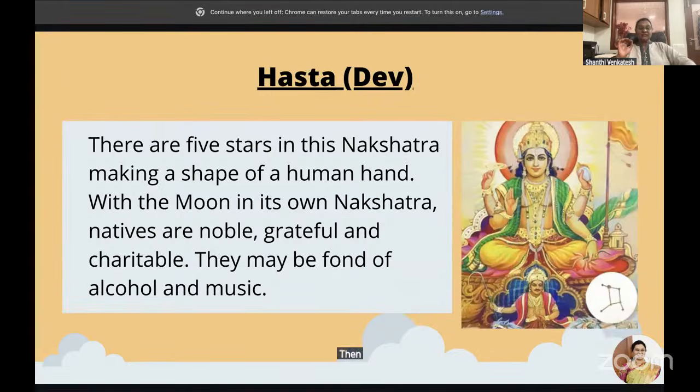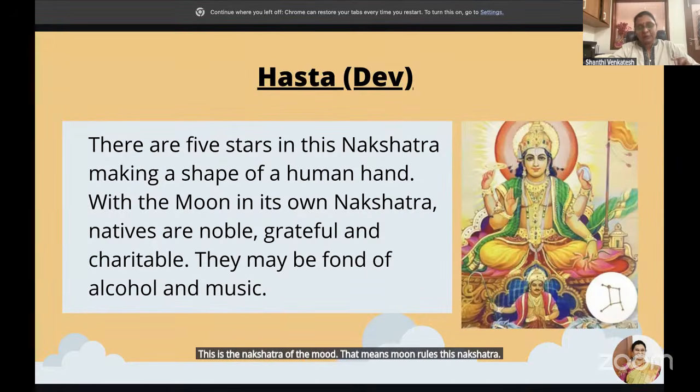Then we have Hasta Nakshatra. Now Hasta is the 13th Nakshatra. Hasta Nakshatra belongs to Devagana. So here it is a constellation of 5 stars which forms the shape of a hand. That's why this nakshatra is known as Hasta Nakshatra. This is the nakshatra of the moon. That means the moon rules this nakshatra. People who are born in this nakshatra are very noble and charitable. But at the same time, they're also fond of alcohol and music.